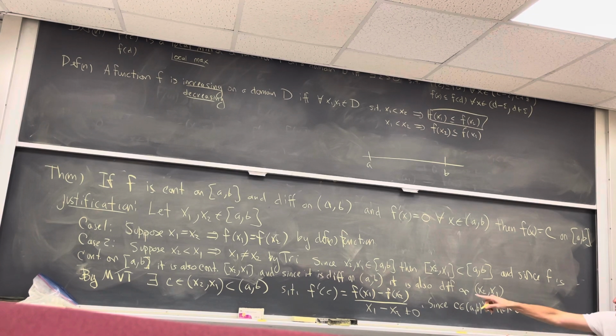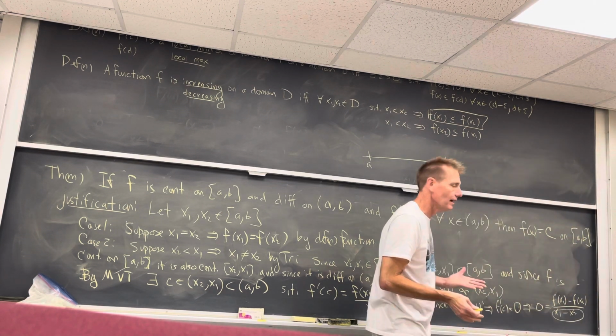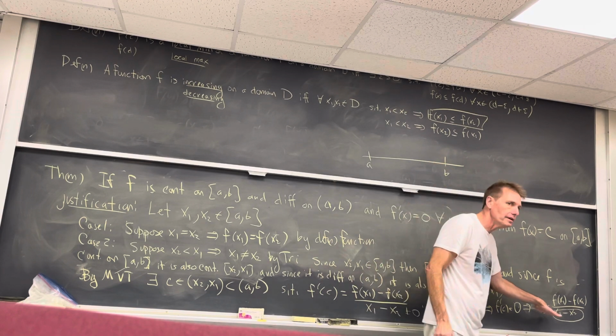And then just substituting that in over here, 0 is equal to f of x1 minus f of x2, all over x1 minus x2. But we've got this fraction equals 0, and the denominator isn't 0. So what does that numerator have to be, guys? What does the numerator have to be?